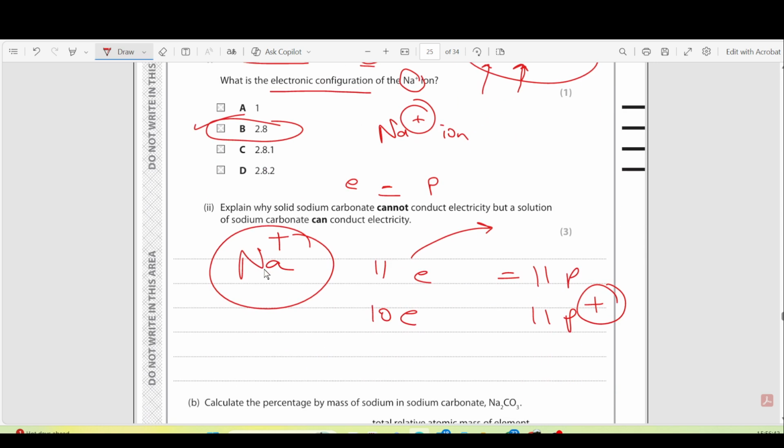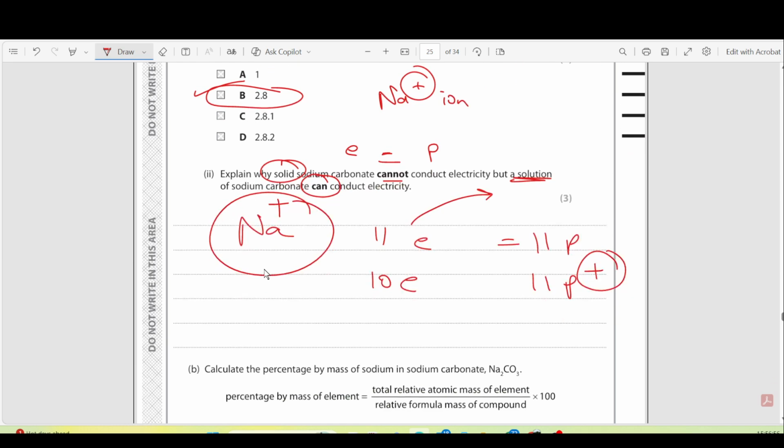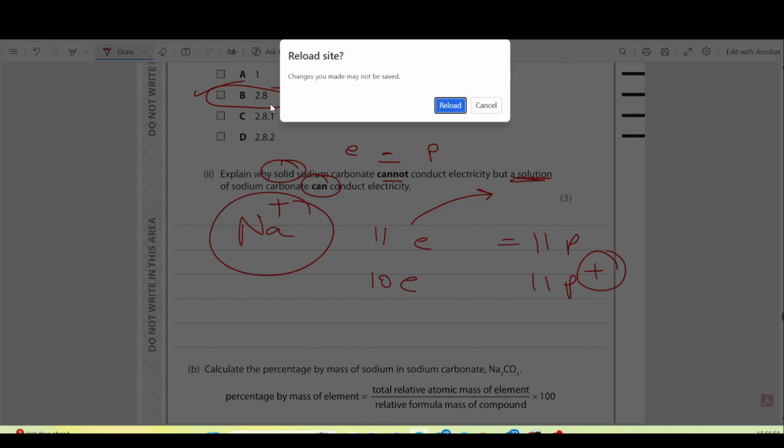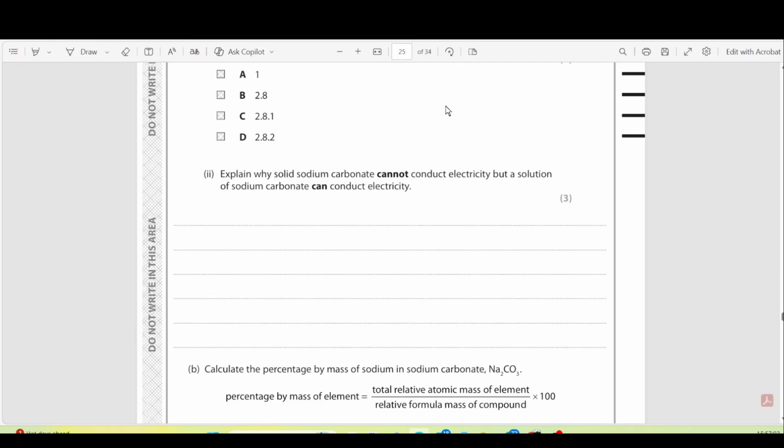Next is, explain why solid sodium carbonate cannot conduct electricity but a solution of sodium carbonate can. So the solution can, but the solid cannot. In the solid state, ions are fixed in the lattice structure. So in the solid state, ions are fixed in their lattice.